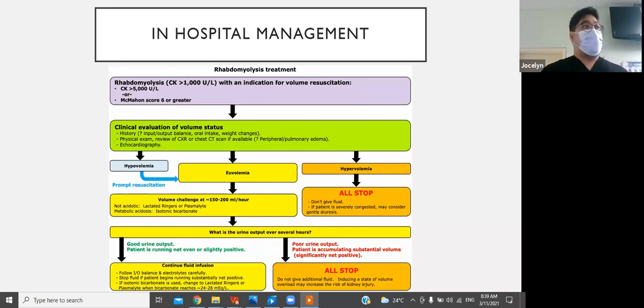Okay, let's say it's euvolemia and we are trying to resuscitate the patient. What should we monitor? Of course, your urine output. Okay, good urine output, the patient is running net even or slightly positive, we just continue. But poor urine output, we have to stop. Why? Because the patient is accumulating substantial volume, that's why the balance is negative. So we have to stop. At the same time, your IO balance and electrolytes must be carefully monitored.